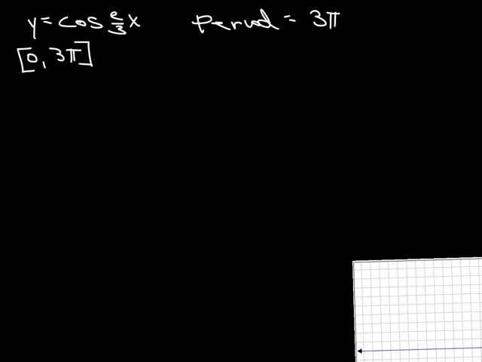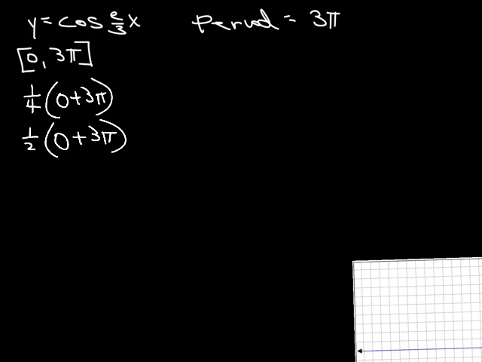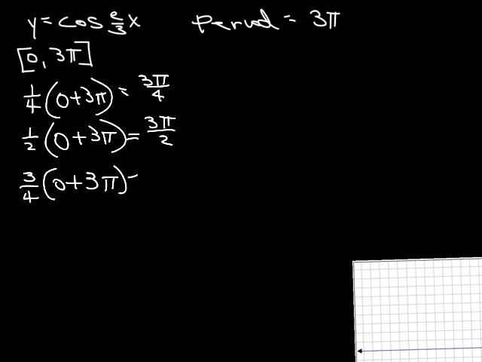So to get those points, we do what I had mentioned earlier: 1/4 times the sum of the interval, 1/2 times the sum of the interval, and 3/4 times the sum of the interval. So this is going to be 3 pi times 1/4, so this is going to be 3 pi over 4. This is going to be 3 pi over 2, and this is going to be 9 pi over 4. So I have all of the points that I'm interested in here.